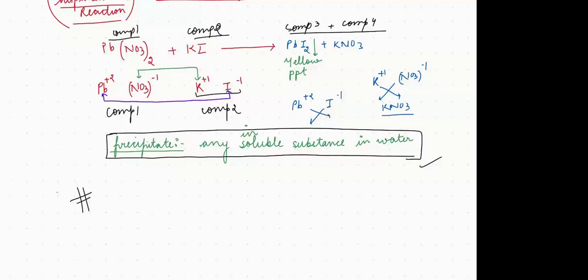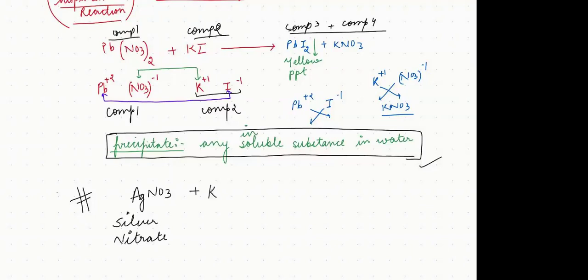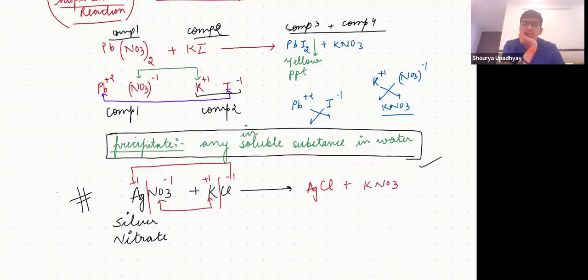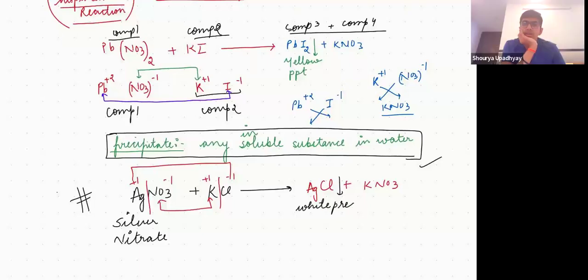Next, what do we have here? Let's say we have AgNO3. Now you have to understand that this is silver nitrate. And silver nitrate reacts with KCl. So it forms what? It forms K+ and Cl- and Ag+ and NO3-. So positive goes with negative and positive goes with negative. So it forms AgCl and it forms KNO3. So AgCl is going to definitely form a white precipitate.